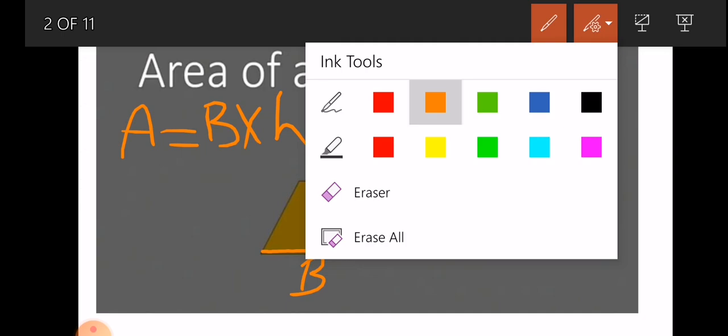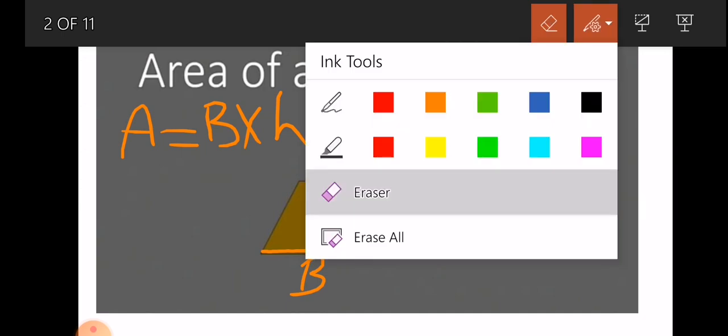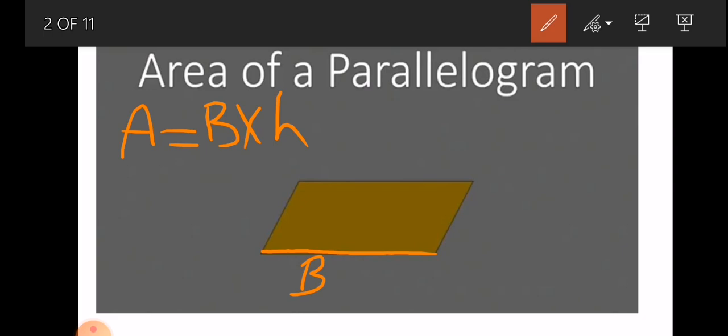Okay, so how can I find it? It means you should measure the space from the top to the base. This is the height. So what is this? This is a normal side. And this is a normal side. It's not the height. So be careful, please.